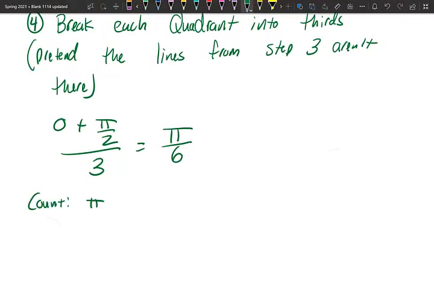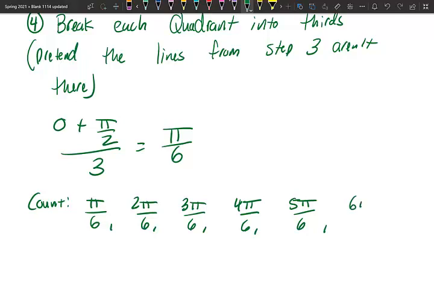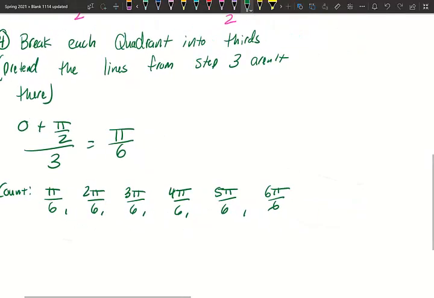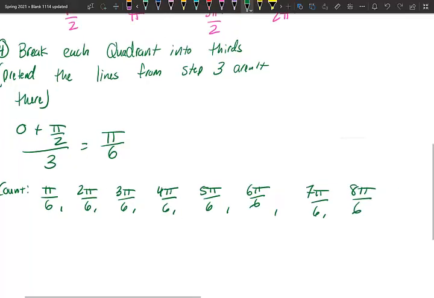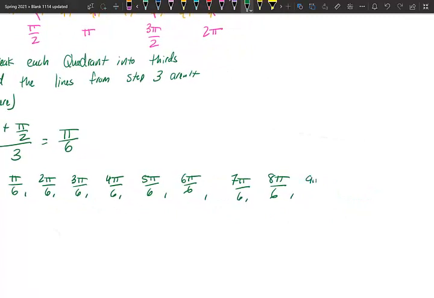So we have 1 pi over 6, then we have 2 pi over 6, 3 pi over 6, 4 pi over 6, 5 pi over 6, 6 pi over 6, 7 pi over 6, and then 8 pi over 6. Keep going. 9 pi over 6, 10 pi over 6, 11 pi over 6, 12 pi over 6. We stop there because that reduces to 2.